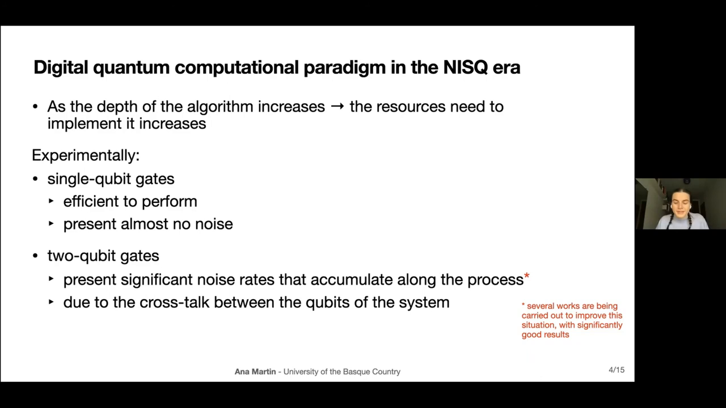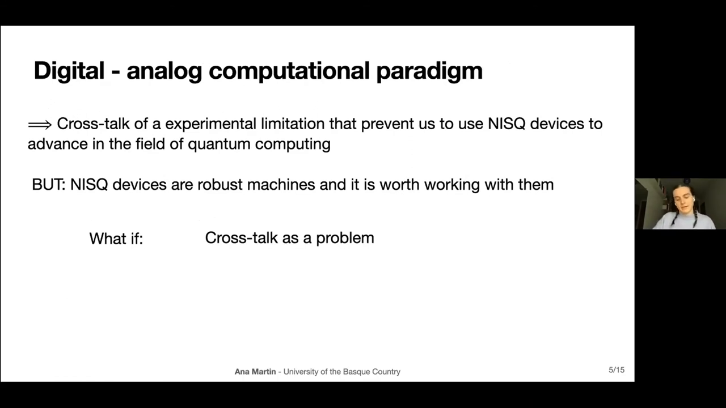It is important to notice that several works are being carried out right now to improve this situation, and they are achieving significantly good results. However, these improvements in the experimental realization of quantum computers are not available in all of the NISQ devices we have. But still, these devices are interesting machines to work with. So crosstalk is an experimental limitation that prevents us from using these NISQ devices that we have nowadays. So it is preventing us from advancing in the field of quantum computing. But it is interesting to still use these machines to keep working until we have this fault tolerant quantum computer already designed.